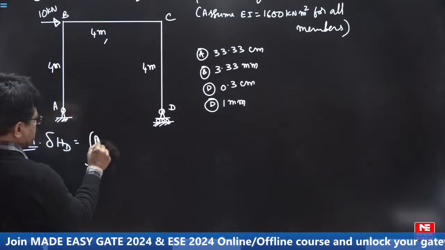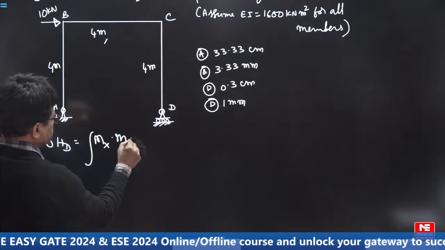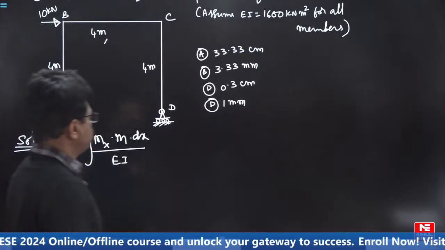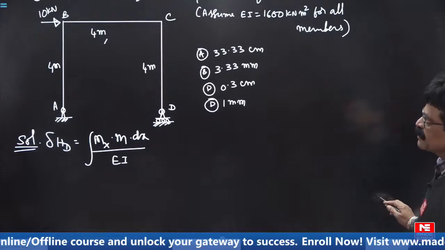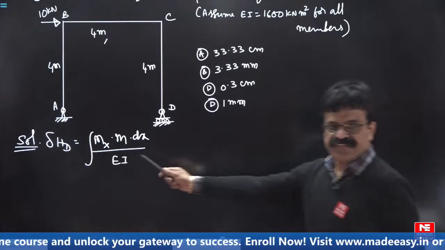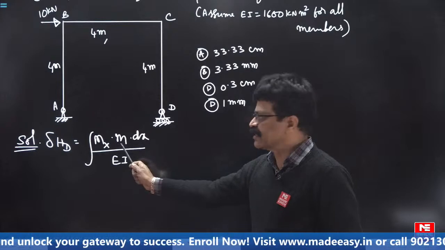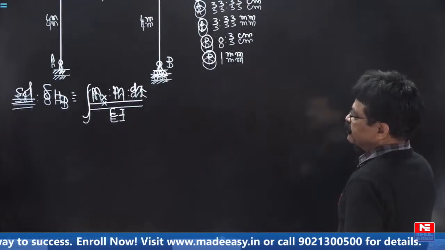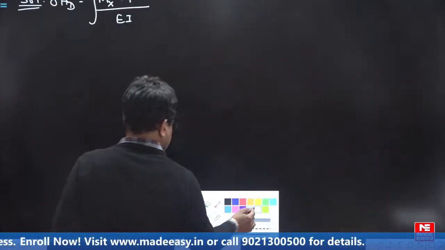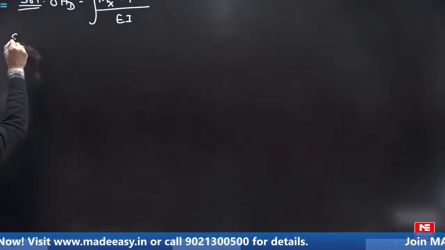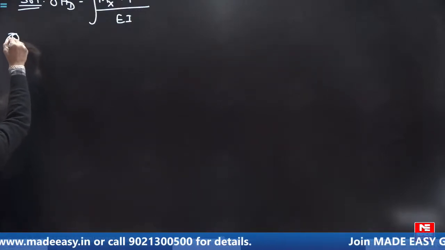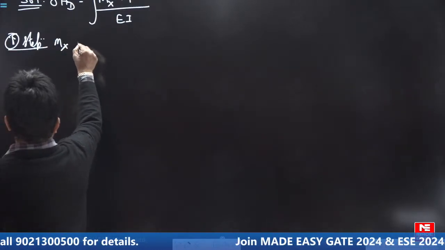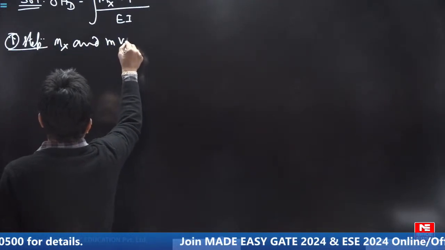For frames, this is the formula, integral of Mx into m into dx by EI. So, we will take those values, Mx values, m values. In the first step, you will find Mx and m values. Second step, multiply them. We have 2 minutes time. See here, we will write that first step. Mx and m values.